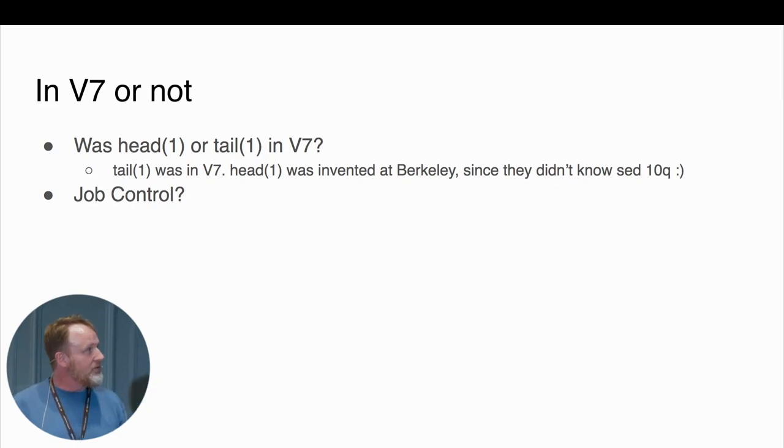The head command was invented at Berkeley because evidently they didn't know how to do sed 10q. That was a comment from Rob Pike, by the way. Kirk recognizes it, I see.